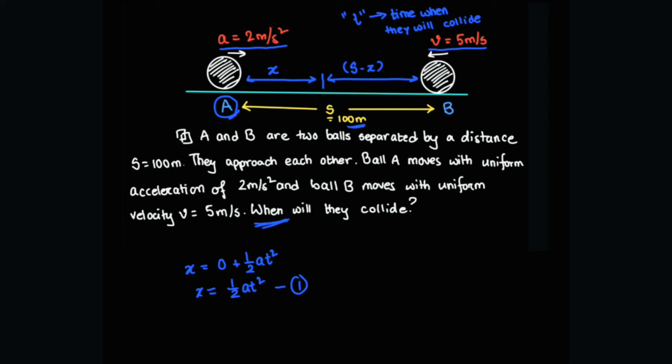And for ball B, since it is covering a distance of s minus x and it is in uniform velocity of 5 meters per second, we can say that s minus x is equal to v times t. And we represent x in terms of the other variables, so we get that x is equal to s minus vt, which is our second equation.